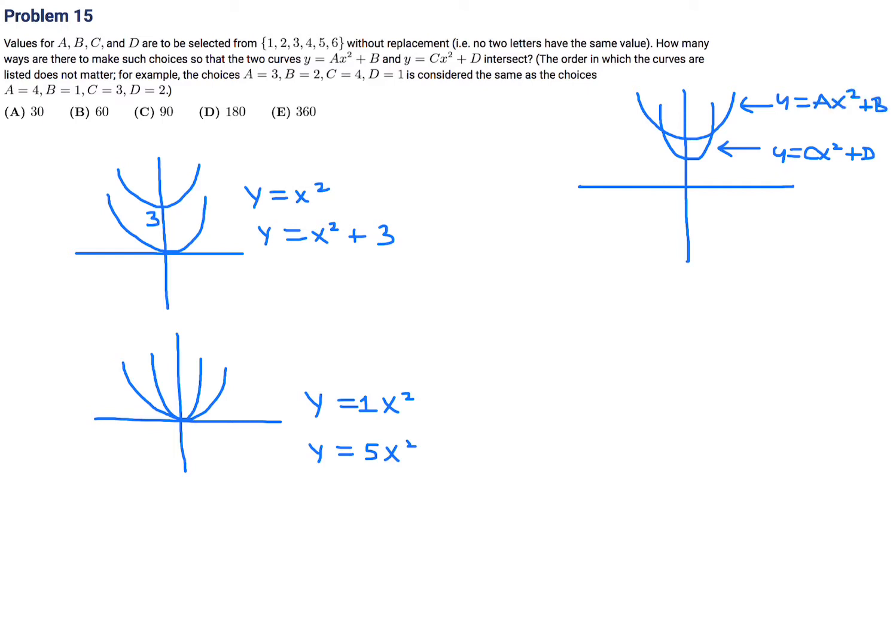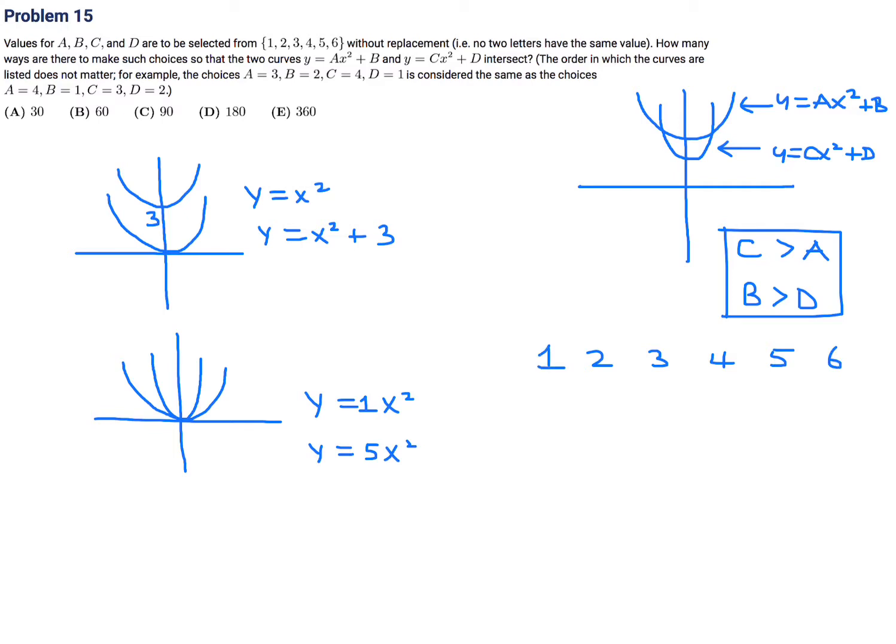The only way they are going to intersect is if that c has to be greater than that a. And obviously from the graph, b is greater than d, because b is higher than d. So these are basically the two conditions that we have to meet. So we have six numbers.